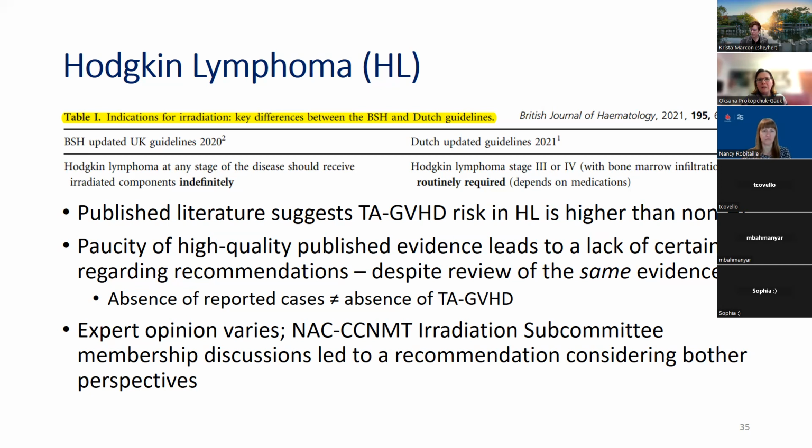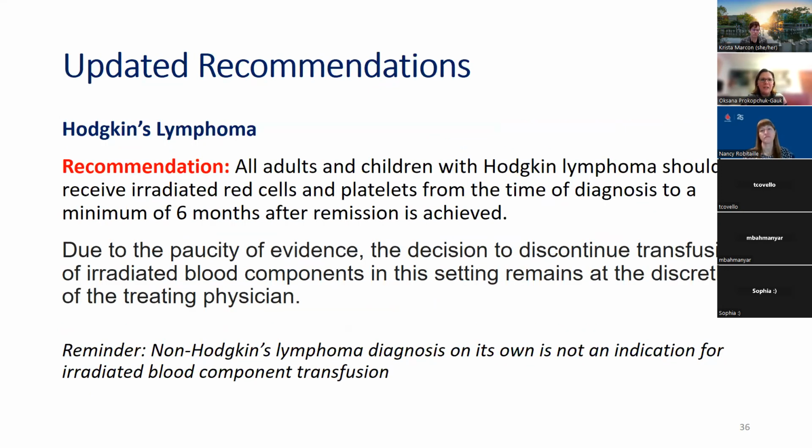So whereas the Dutch have basically said for Hodgkin lymphoma, there's no requirement for irradiated blood, and the British have said, well, really at any stage of the disease, the patients should receive irradiated components indefinitely. So quite polar opposite perspectives there. So from an expert opinion perspective, our irradiation subcommittee really looked at the evidence, looked at those guidelines and said, okay, what's practical? And what would the evidence support, even though the evidence is very limited?